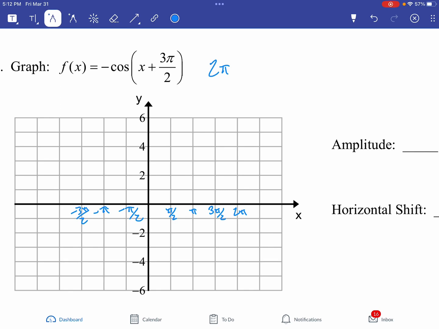All right. First point, I have negative times cosine, which starts at 1. Gives me negative 1. So I'm going to start right here. I'm going to go up 1 more, down 1, and down 1 more. And this will be my graph.